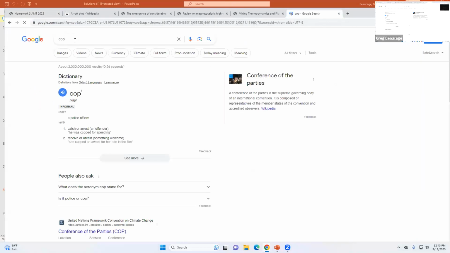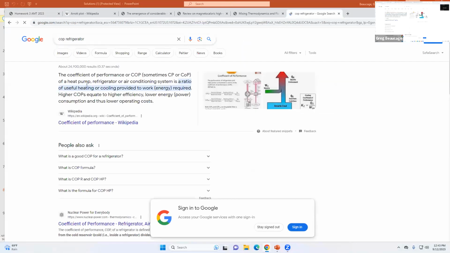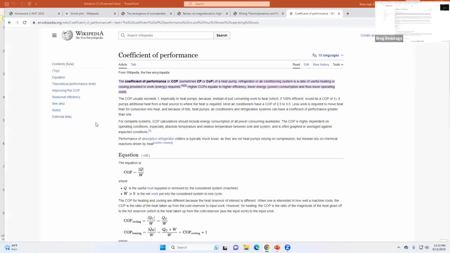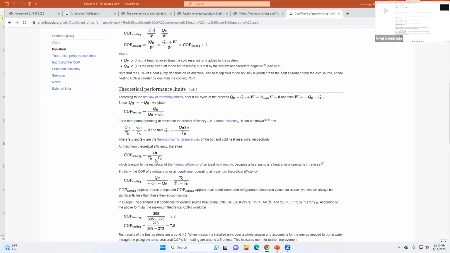Coefficient of performance is basically the cooling you get out over the work that you put in. So there's no efficiency for a refrigerator because of the way this works. If you have a Carnot refrigerator, you can calculate this from the hot and cold temperatures. The Carnot refrigerator would be an ideal refrigerator, and that would be the maximum.